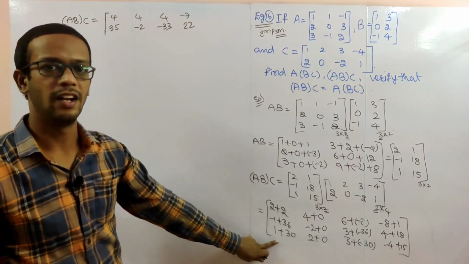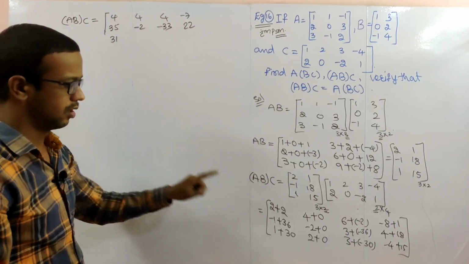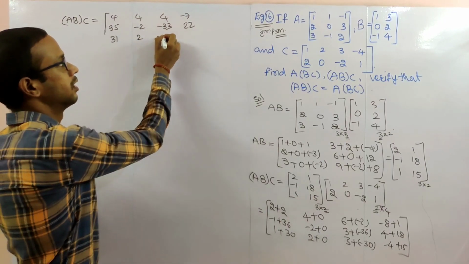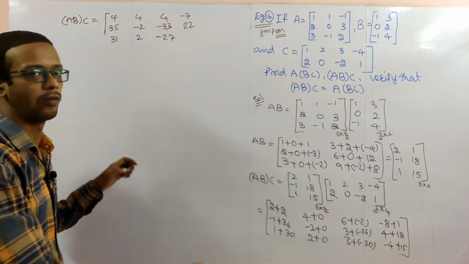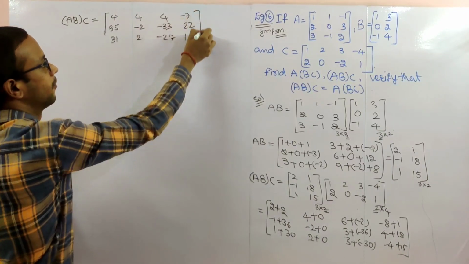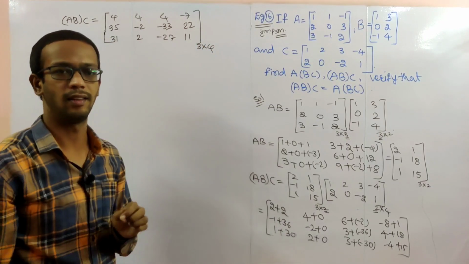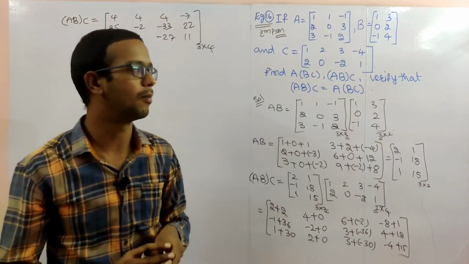And next 1 plus 30 is 31. Next 2 plus 0 is 2. 3 minus 30 is minus 27. And last one 15 minus 4 is 11. So this is the required 3 by 4 matrix AB into C. So this AB into C is completed.